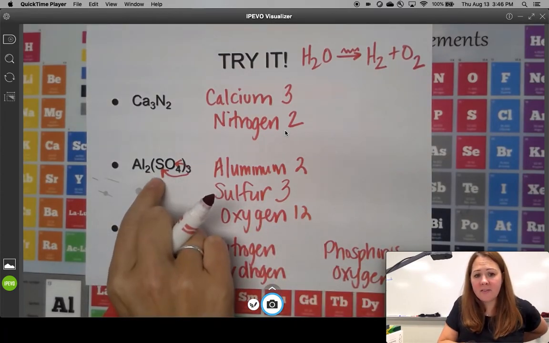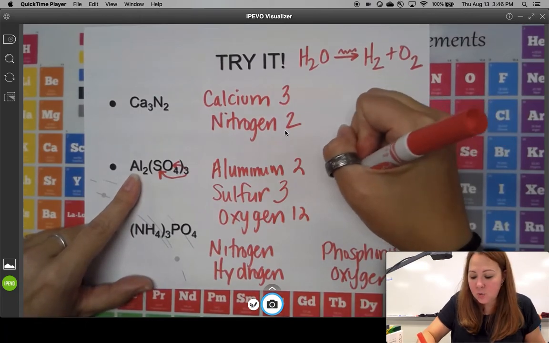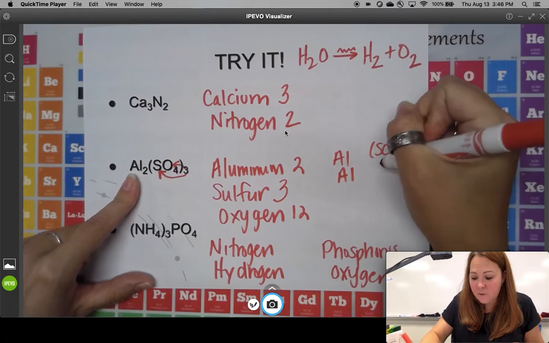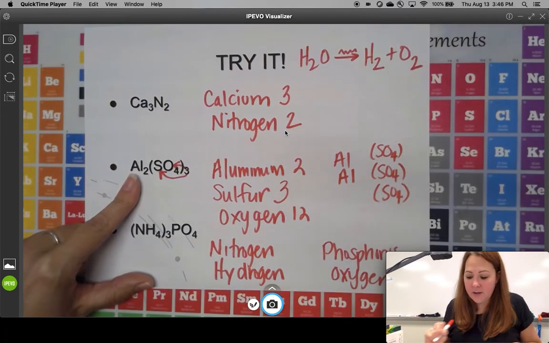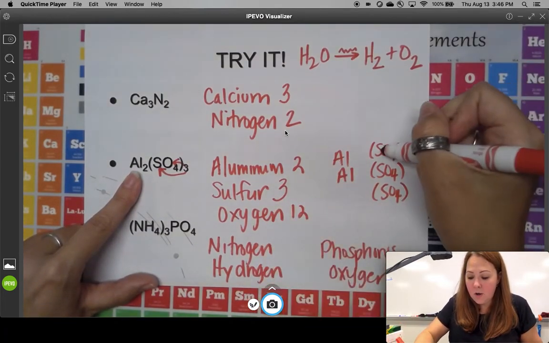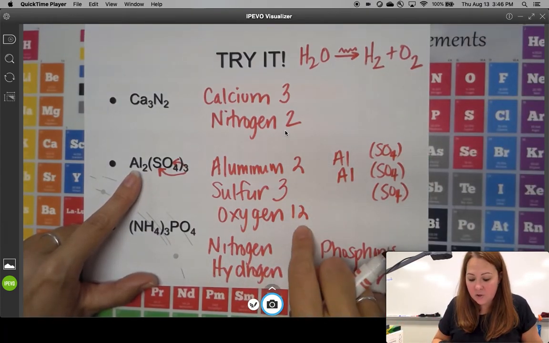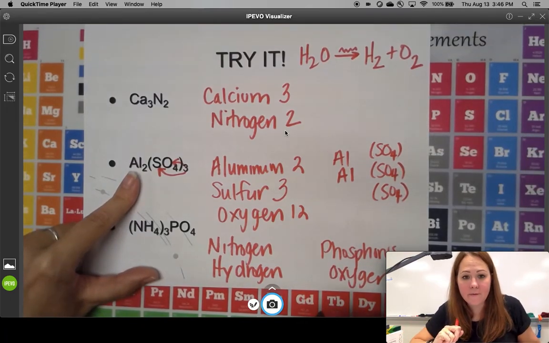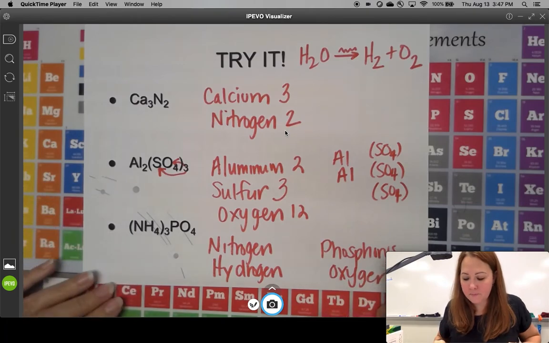Another way of writing that, which wouldn't be correct but is just another way of looking at it: we have 2 aluminums, and then I have 3 of these SO4 groups. Actually what that means, if we had to draw it all out, is I have 2 aluminum, 3 sulfur, 1, 2, 3, because there's 3 of those in parentheses. And I said I had 12 oxygens because 4 plus 4 plus 4 is 12. So if you need to think about it that way, sometimes that visual helps.